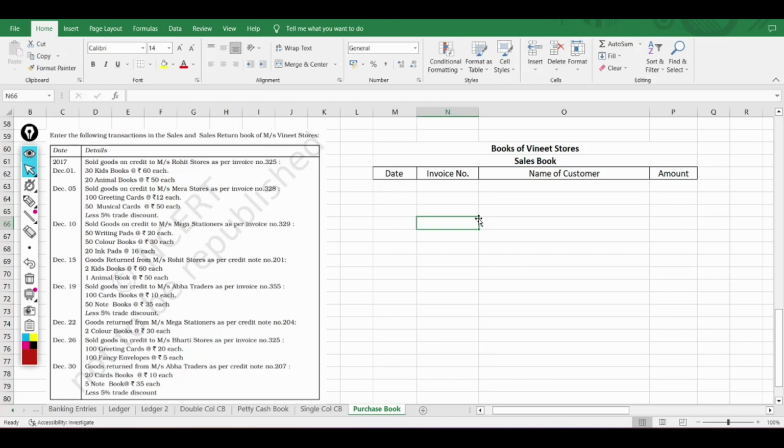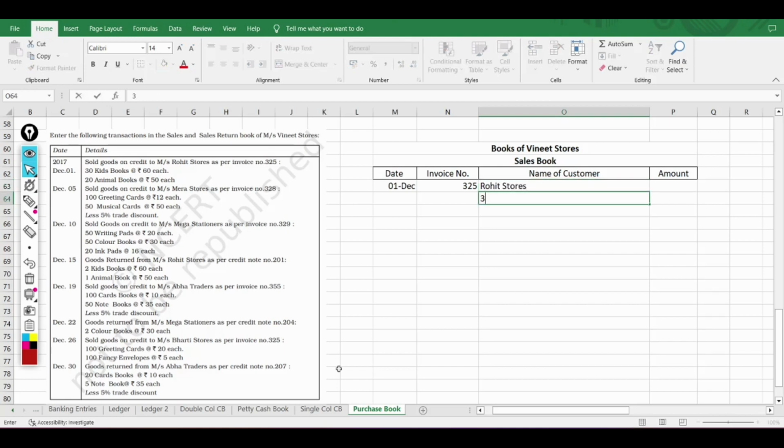So let us start recording the transactions in sales book and then the goods return transactions in our sales return book. So in the books of Vinith Stores sales book, our format here is date, invoice number, name of the customer and the amount. Let us start. December 1st, invoice number is 325, sold to, name of the customer is Rohit Stores.